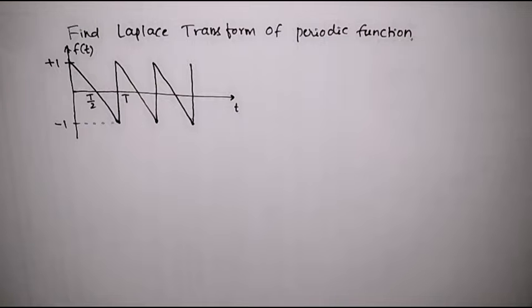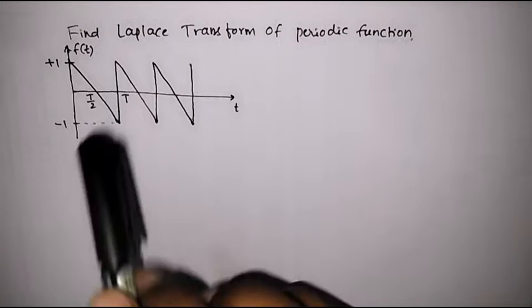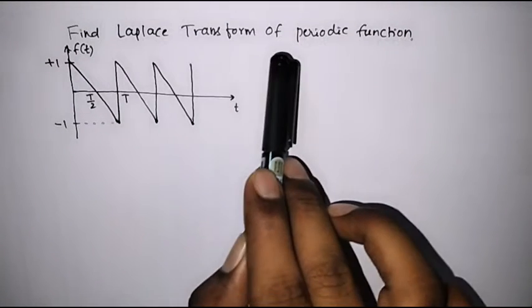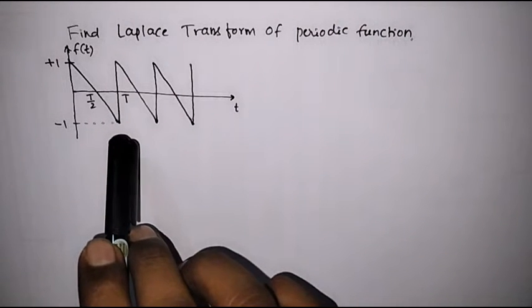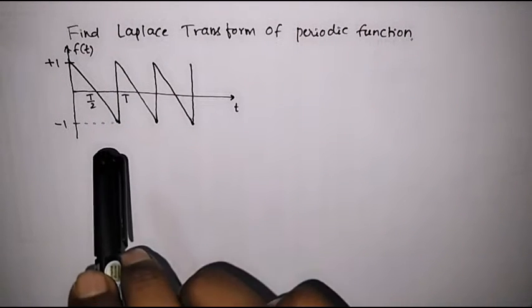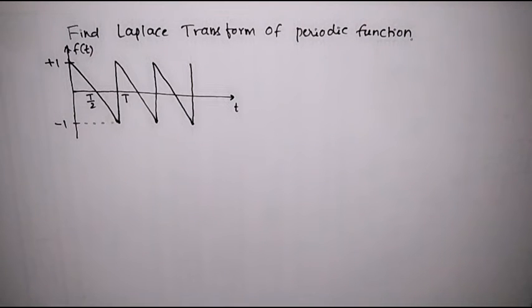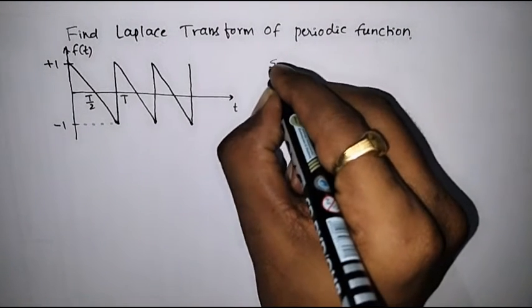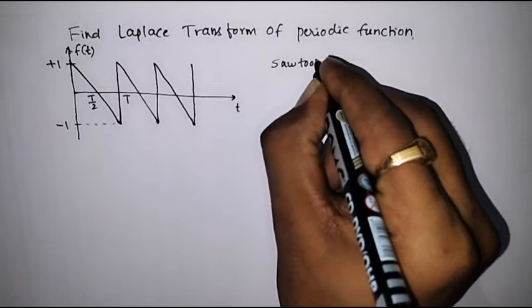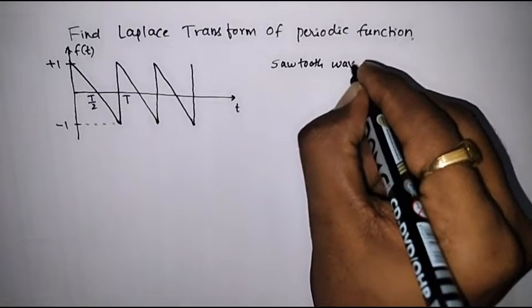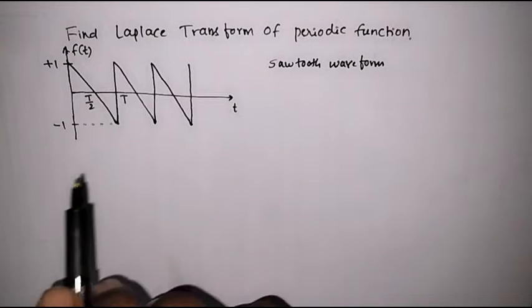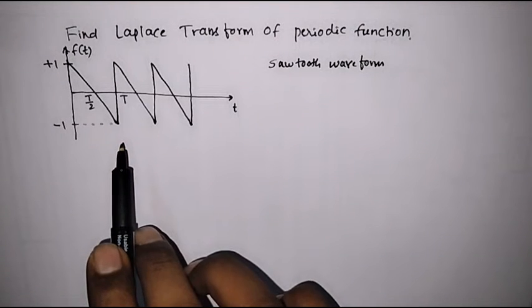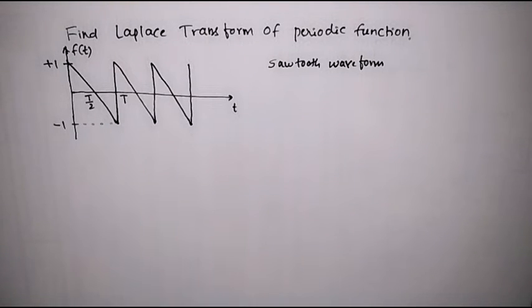Let's take one example on waveform synthesis. Find the Laplace transform of a periodic function. Here one periodic function is given. This waveform is known as the sawtooth waveform. So we are supposed to find the Laplace transform of this sawtooth waveform.